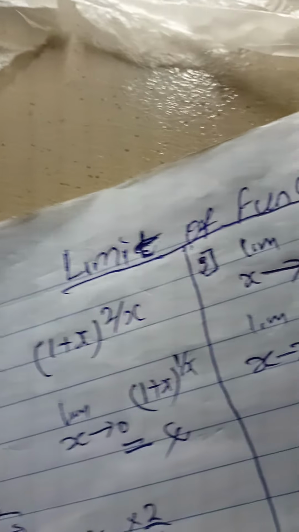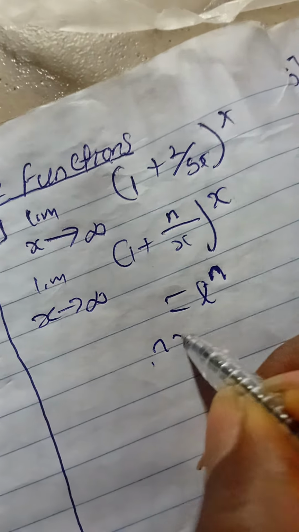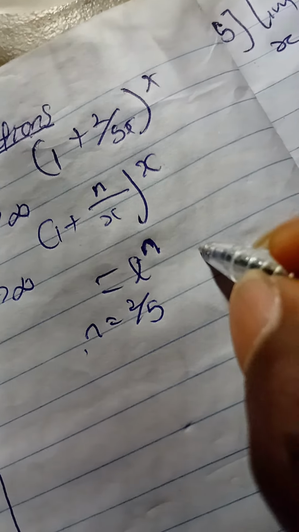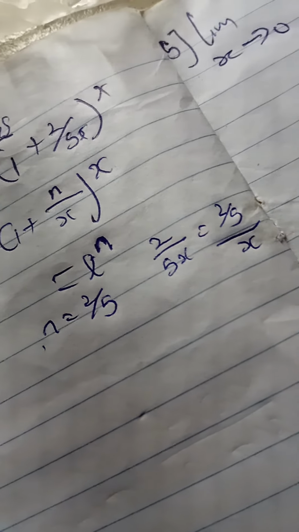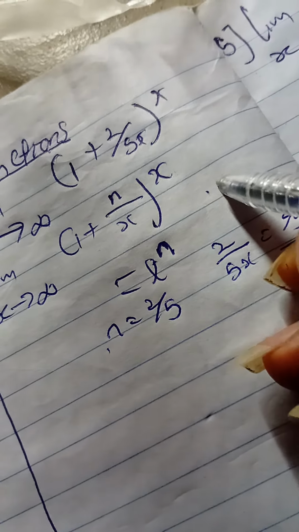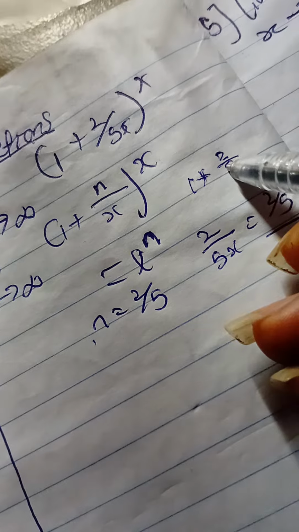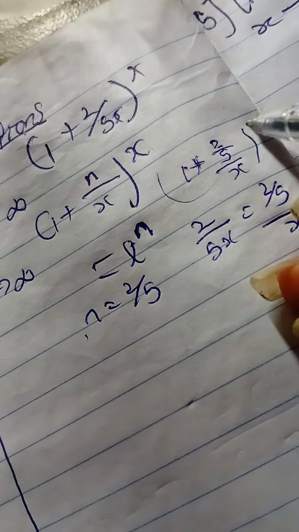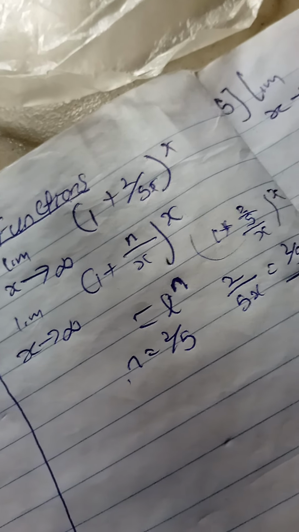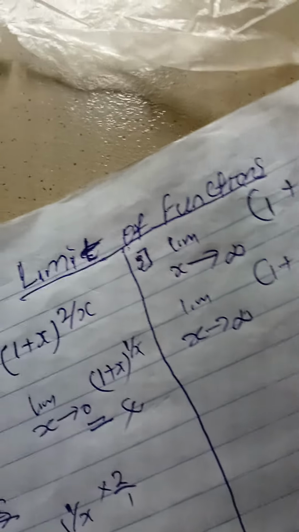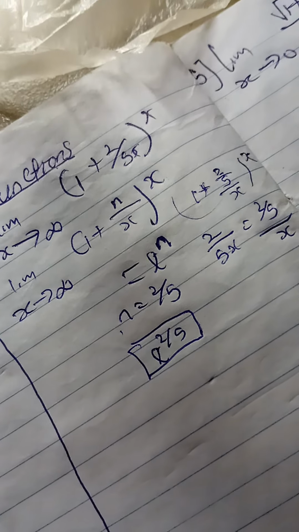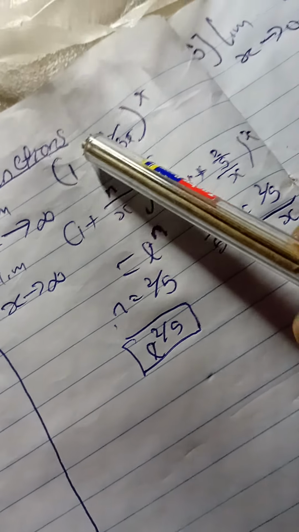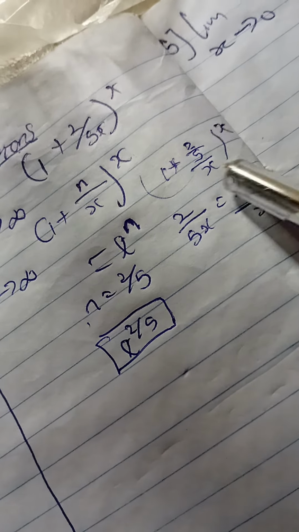Are we together? So here now we can conclude that our n equals 2 over 5. Why? Because 2 over 5x is the same thing as 2 over 5 over x. So this guy can turn to (1 + (2/5)/x) raised to power x. If you follow this pattern, you have e raised to power 2 over 5. Is that clear? So this guy gives us e raised to power 2 over 5. That's the answer. Standard limit. I don't think you get what I'm saying. Our n here is 2 over 5 because 2 over 5x is the same thing as 2 over 5 divided by x.